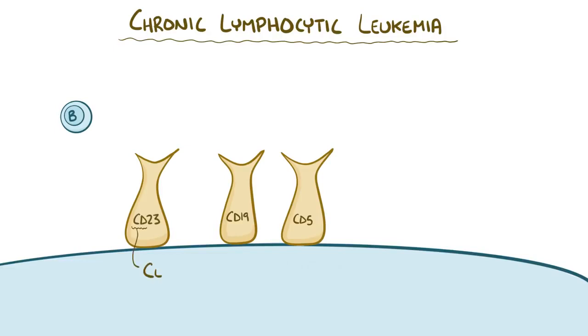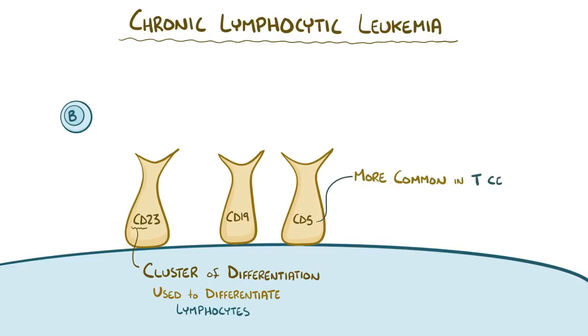The CD part stands for cluster of differentiation, because these are common surface proteins which can be used to differentiate between the lymphocytes. And despite CLL cells being B lymphocytes, they express the CD5 protein, which is a lot more common in T lymphocytes.